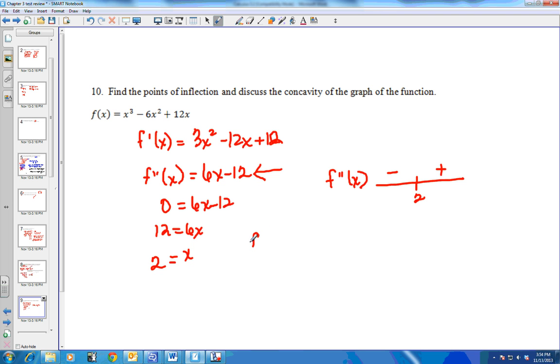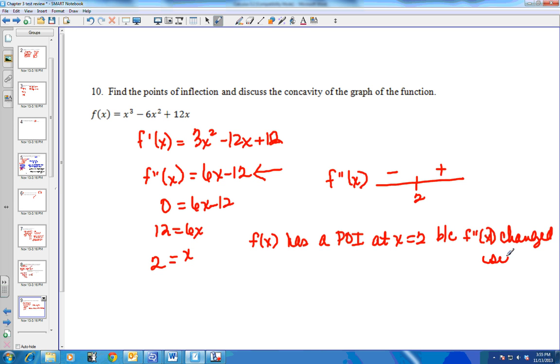So I'm going to write f of x has a POI, or point of inflection, at x equals 2, because my second derivative changed signs. We don't even really care what it changed to, we just care that it changed signs. Then it says, discuss the concavity. We know that it's concave up where my second derivative is positive, concave down where it's negative.